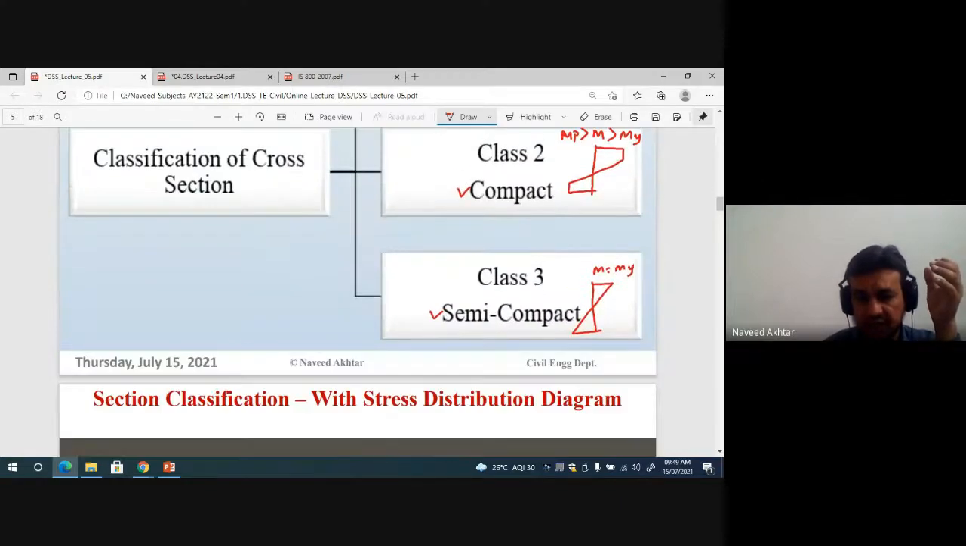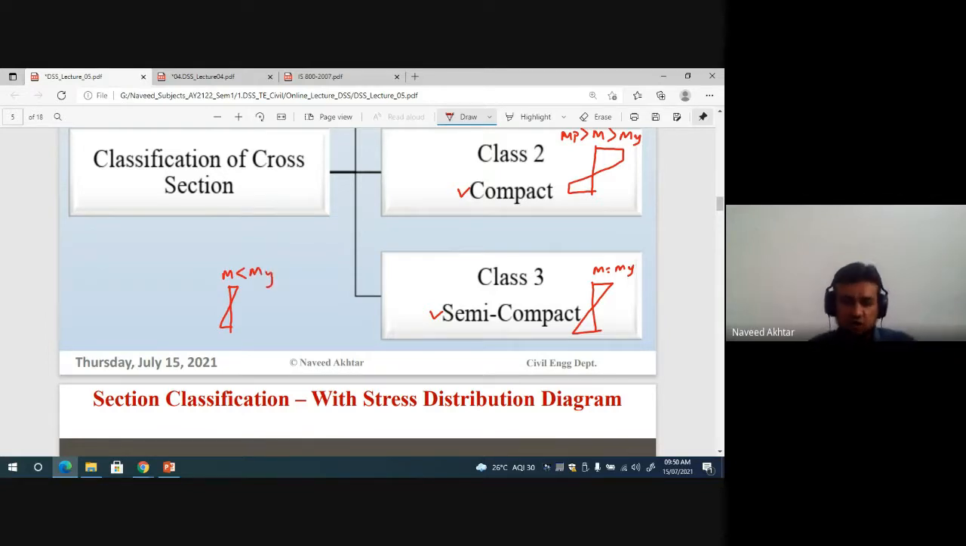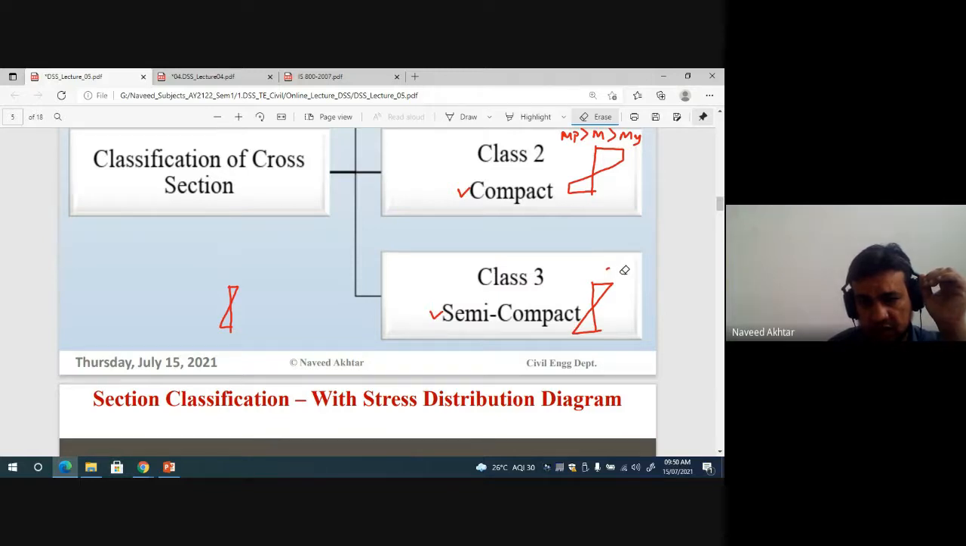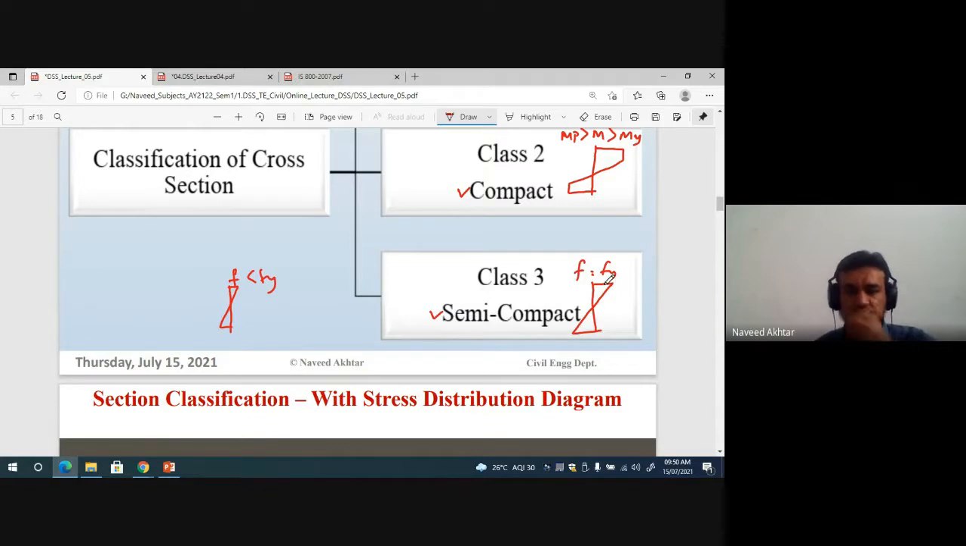And here the slender section is there. In the slender section, the stress diagram is also rectangular, but here M is less than My. In terms of stress, you can write it like this: when making the stress diagram, you have to write down Fy. So F is less than Fy. Here F is nothing but your sigma, that is stress.